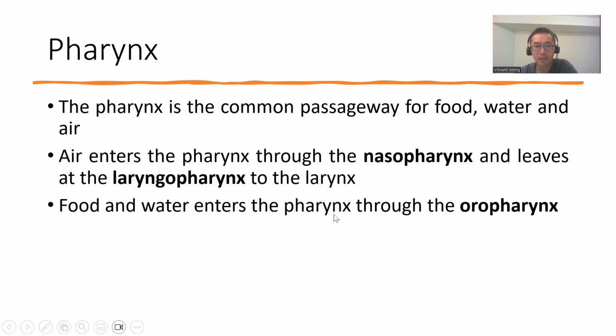Whereas food and water, it enters through the oropharynx. So there are two ways to go in, either through the nose or through the mouth. As for the air, it's going to exit through the laryngopharynx. Sometimes it's difficult to pronounce things with a Y, but you just change it to I, okay? Then you can see it's laryngo, right? Laryngopharynx. But it's spelled with a Y.